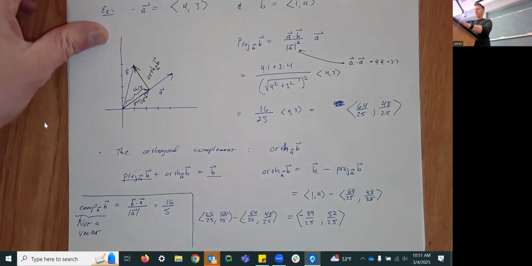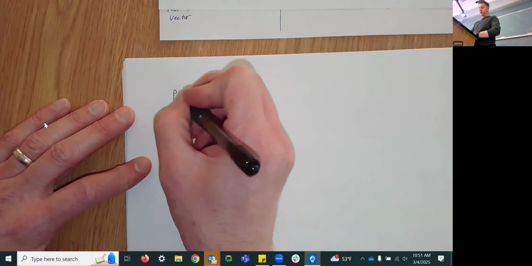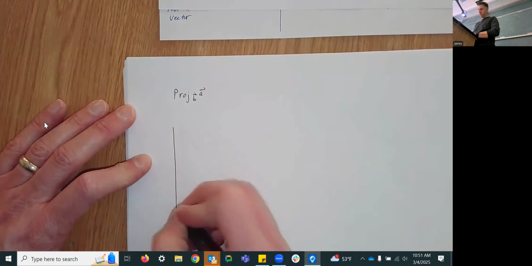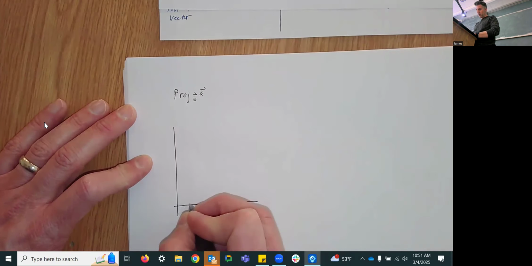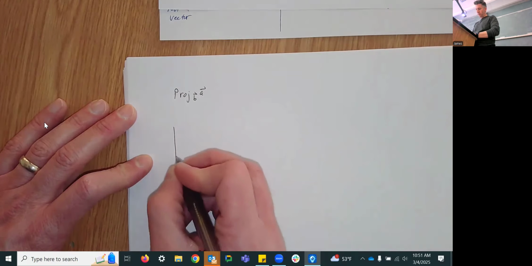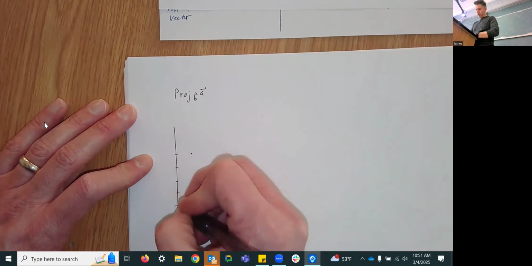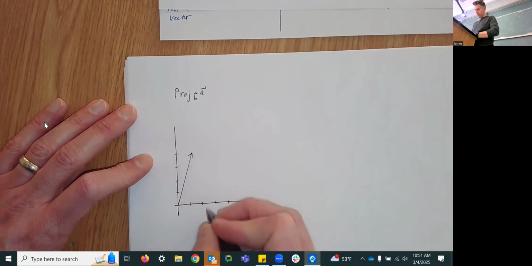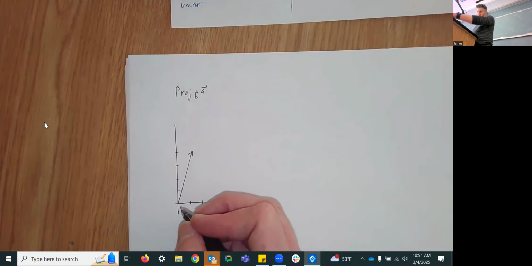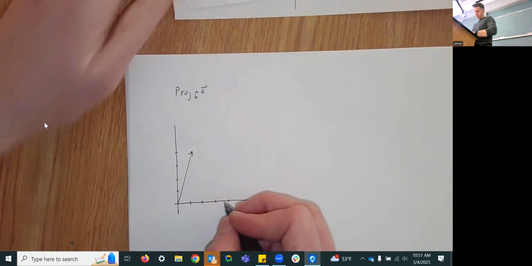Good question. I was hoping someone would ask that. So to switch it around, the projection of A onto B, let's draw it again. So 1, 2, 3, 4. Here's my vector B. A was 4, 3.